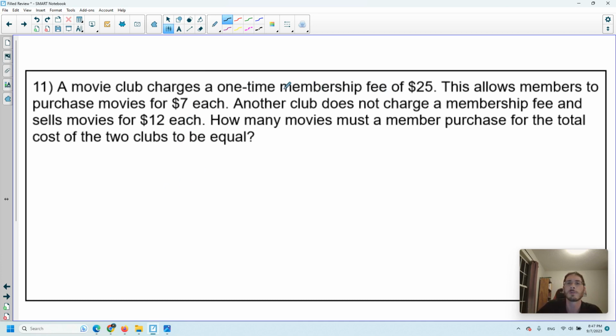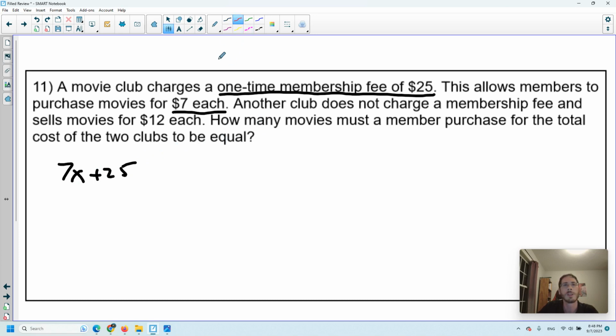So in this case, we've got a one-time membership fee of $25. That's like a flat fee. And we're buying movies for $7 each. That's a per charge, like a slope. So if you remember from last year, if you want to set this up, this one would be 7x plus 25 for the first one.